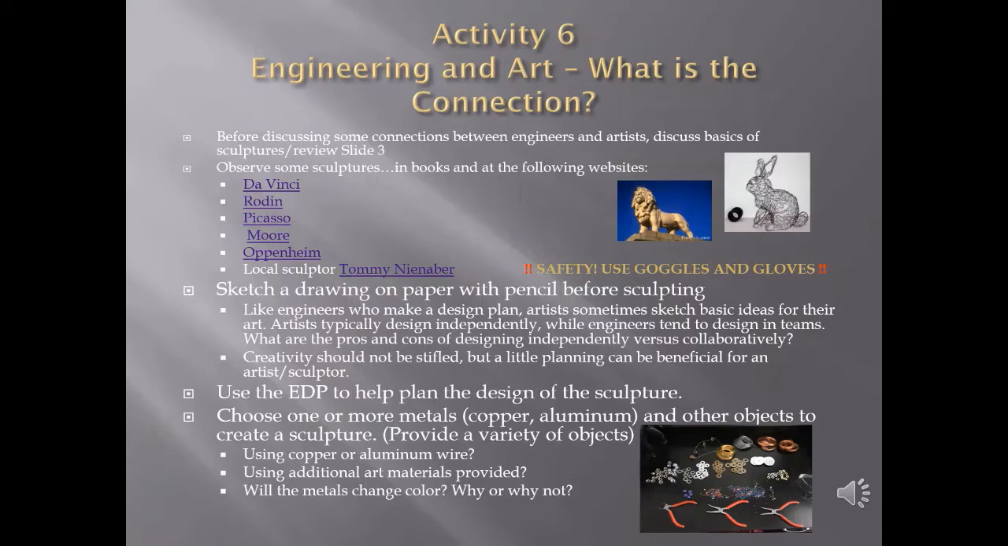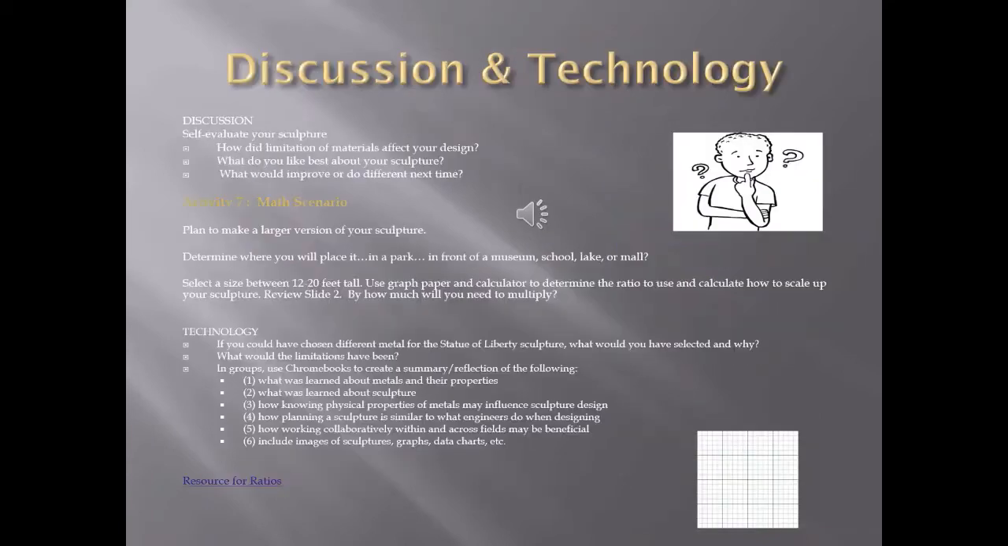Have them choose metal objects and art objects such as beads to make their sculpture, and use gloves and goggles for safety. Have children reflect and discuss limitations, materials, and design choices, and then determine how they could scale up their sculpture to 12 to 20 feet tall and where they might place it, in front of a museum, at a park, and so forth, and use graph paper and calculators to make a scaling plan. Then collaboratively use technology such as Chromebooks to do some reflections about STEAM aspects of the lesson.